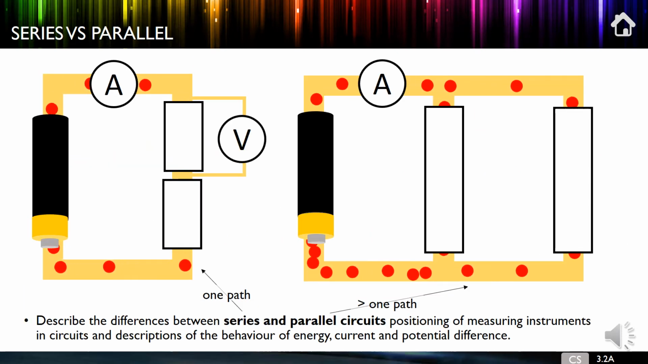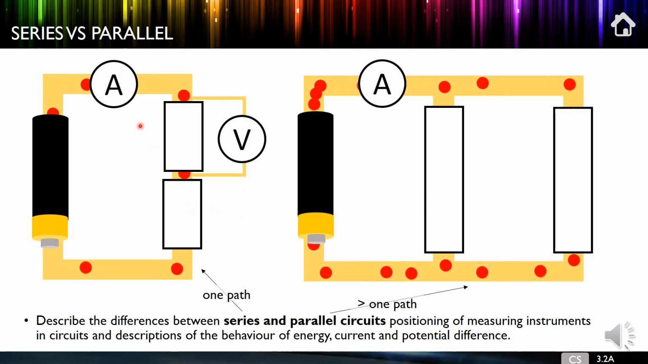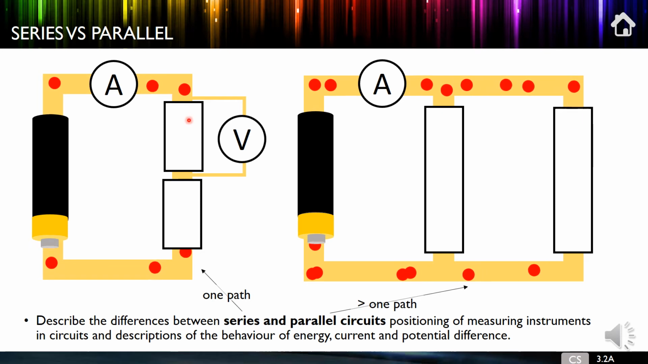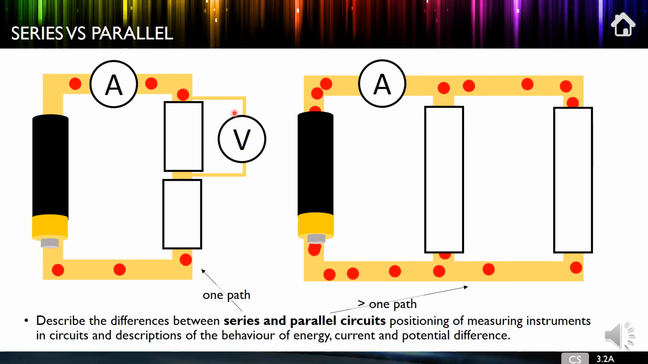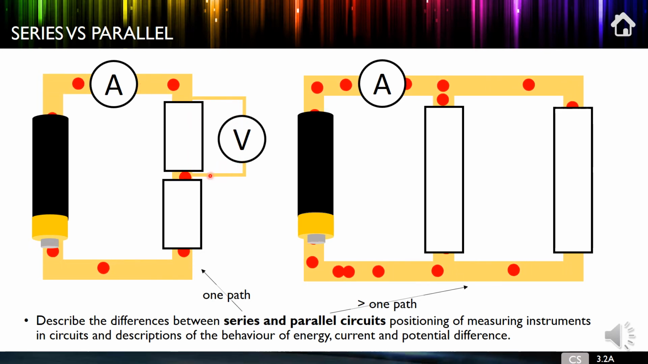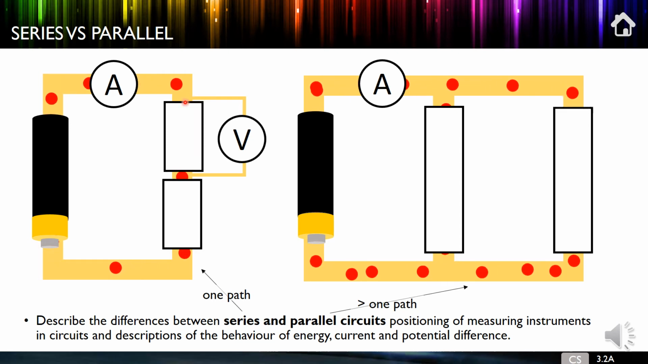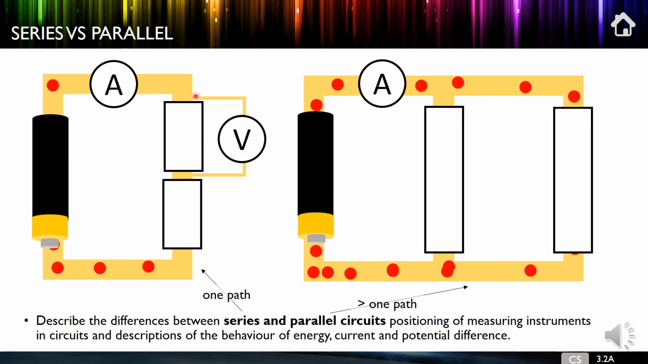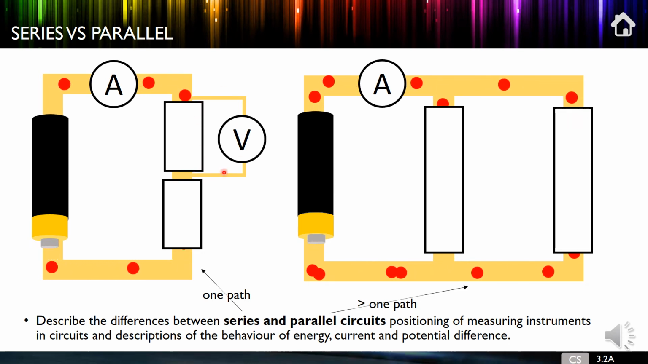So moving on then to series and parallel circuits. A series circuit means the components are in a series, one after the other, and there is only one path. Now here we've got a voltmeter. It's not really part of the circuit. It's just measuring the electrons here and afterwards to see the difference. So this is not part of the circuit.